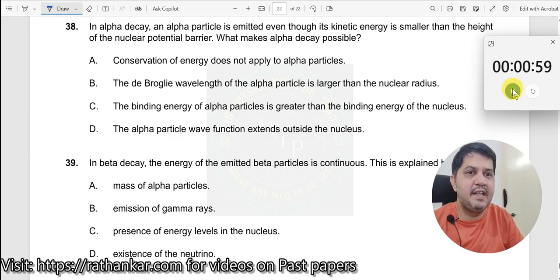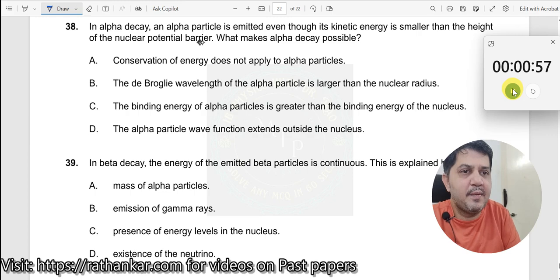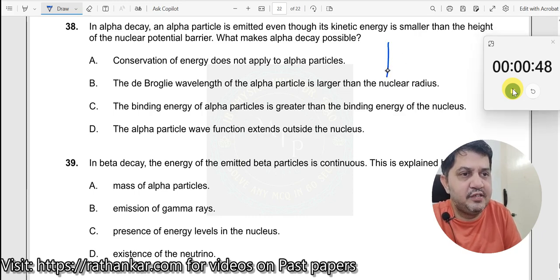Question number 38. In an alpha decay, an alpha particle is emitted even though its kinetic energy is smaller than the height of the nuclear potential barrier. So this is your nuclear potential barrier. And then suddenly you observe the alpha particle being emitted from the barrier over here.